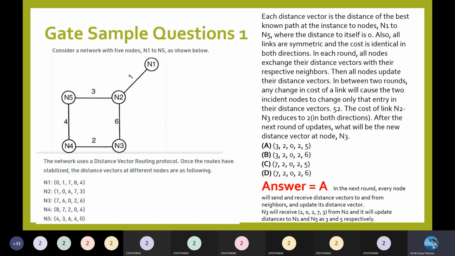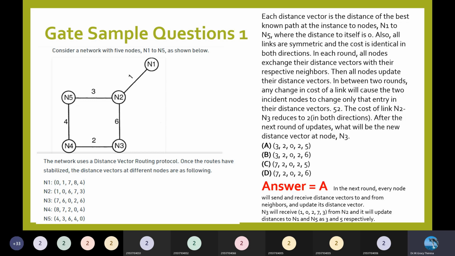Now, what is a distance vector? Each distance vector is the distance along the best path. We know that from n1 to n5, the distance of a node to itself is 0. Also, all links are symmetric, and the cost is identical in both directions. So the cost is the same in both directions.